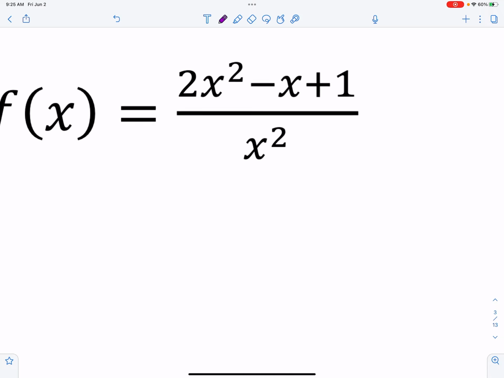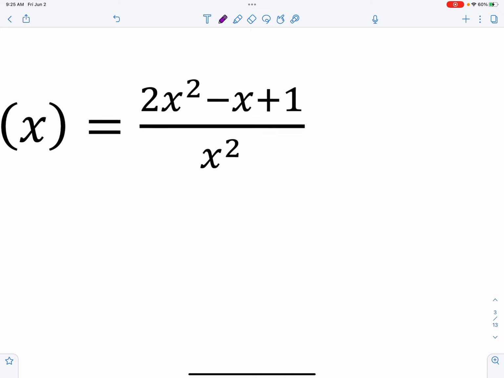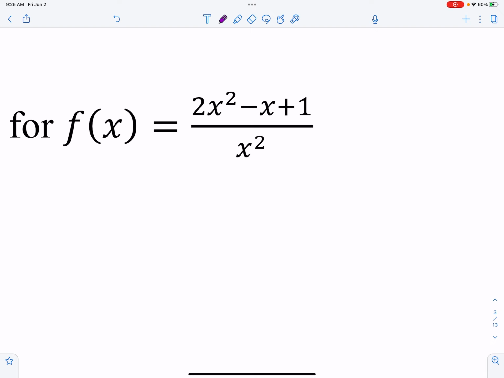Okay, now, this is a function that's written as a quotient. You can either apply quotient rule, which we're going to do in a couple minutes, or this one you could just split up with algebra, right? Like this can be rewritten, let me go down, as 2x squared over x squared minus x over x squared plus 1 over x squared.